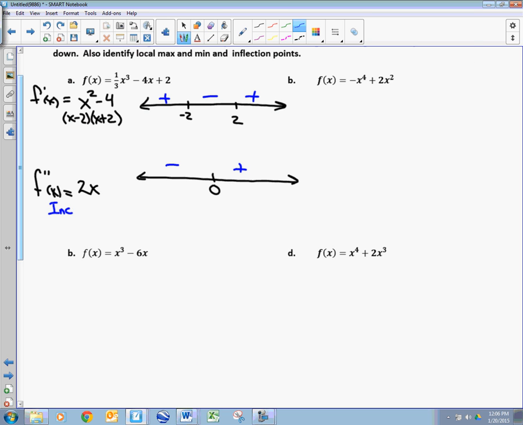Increasing. On what intervals is it increasing? Negative infinity to negative 2, union with 2 to infinity. On what interval is it decreasing? Negative 2 to 2. Concave up. What interval? 0 to infinity. Concave down.